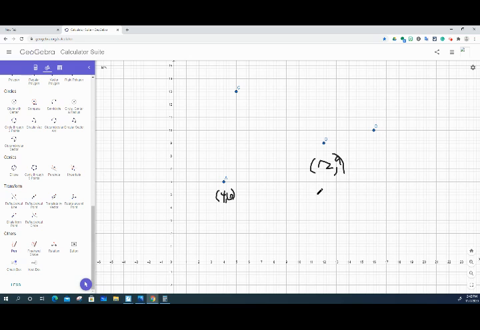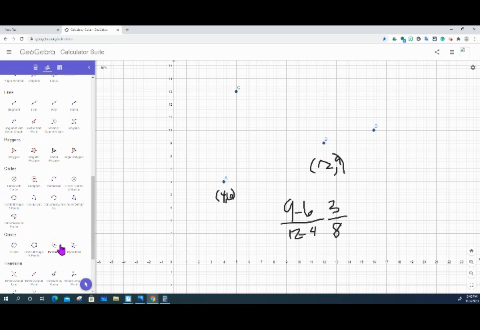If you remember when we talked about it, we said we want to find the differences in the y's first. So 9 minus 6, and then 12 minus 4. So 9 minus 6 means that slope is 3. 12 minus 4 means that slope is 8.